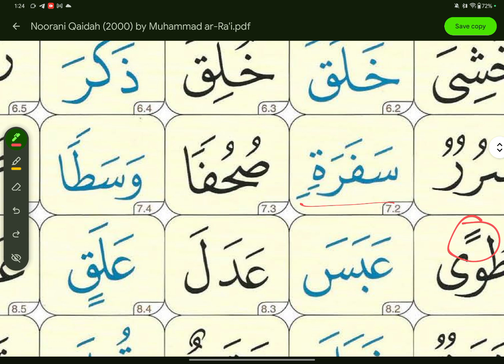Okay, clear everything. Okay, so sa. Right. The middle one is what again? Fa. Sa fa ra. Right. And okay, it looks like the same thing as the middle, but with 2 dots. No, this one is actually a ta. Oh, okay. Sa fa ra ta. Safarata.